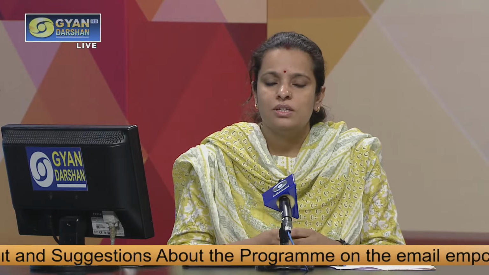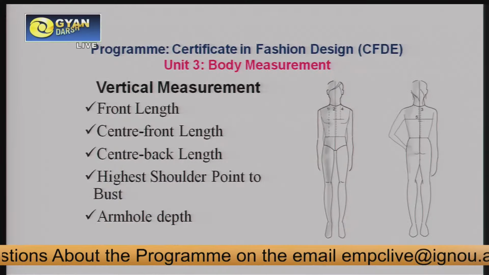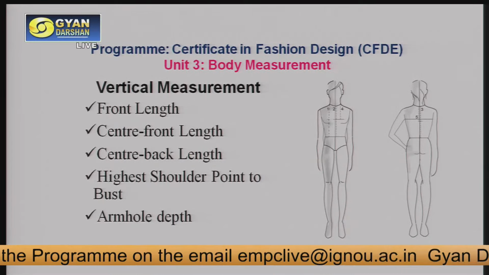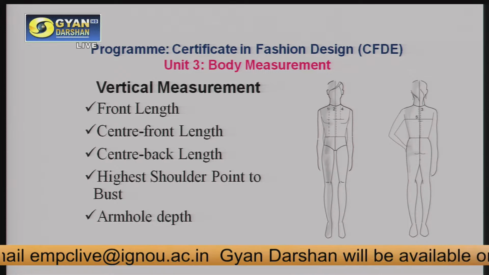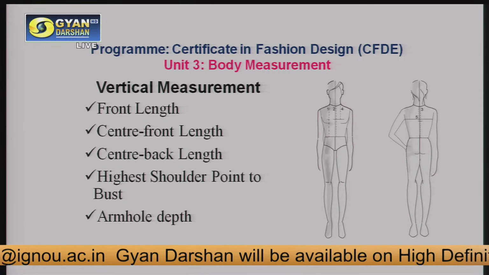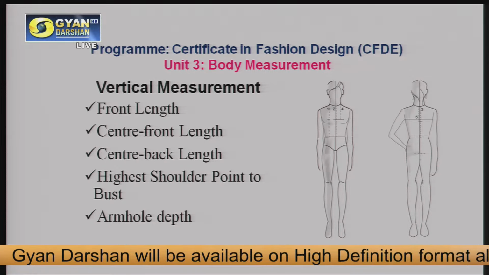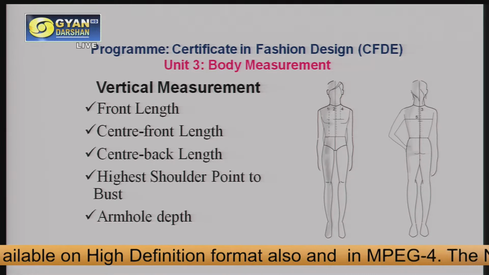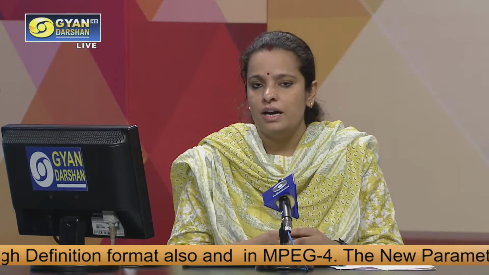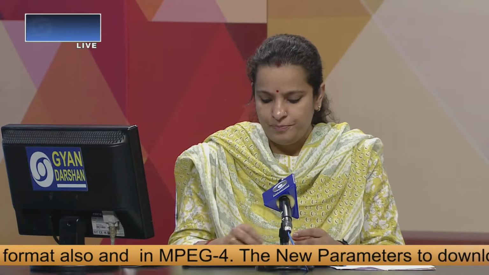The third step is the vertical measurement, in which we take the measurements for the front length, center front length, center back length, shoulder, high shoulder point to bust point, and armhole depth. All these measurements are taken under the vertical measurement.